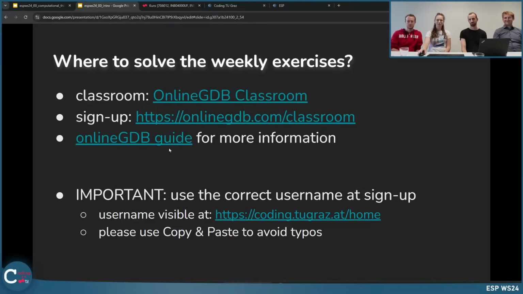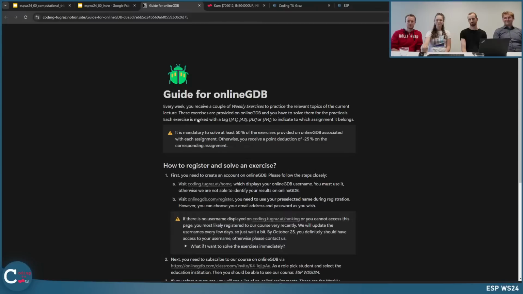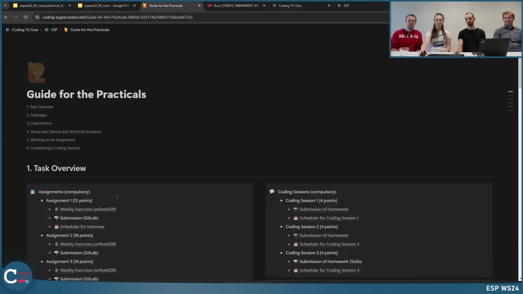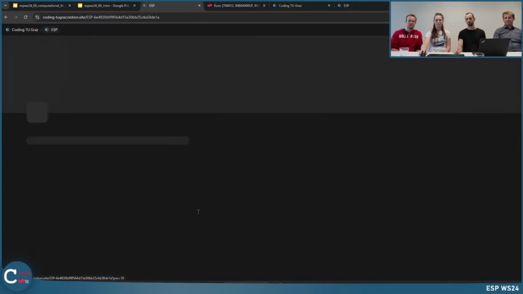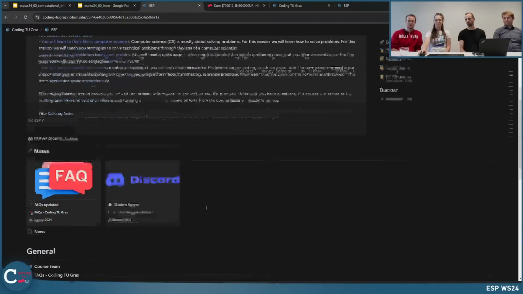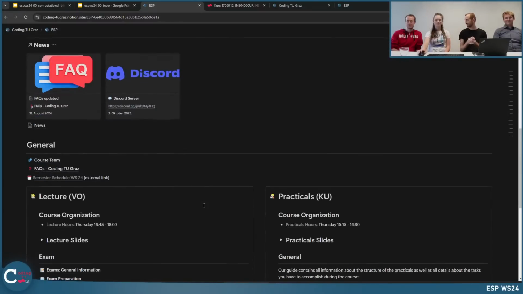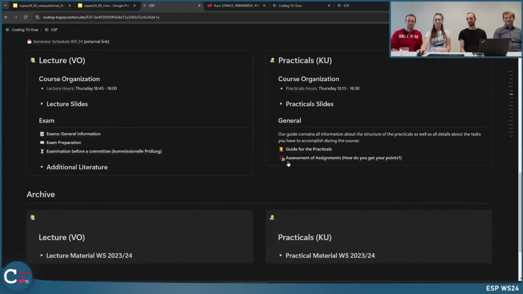There's also this online GDB guide we have on our course website. Maybe we go to the course website in general. It's on the right most. Yeah, exactly. And you can show where this guide is, because we created a very comprehensive guide with everything we talked about. And that's here.